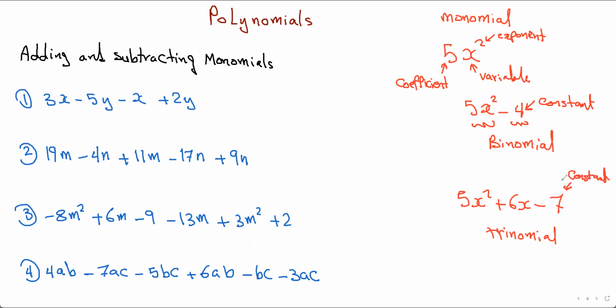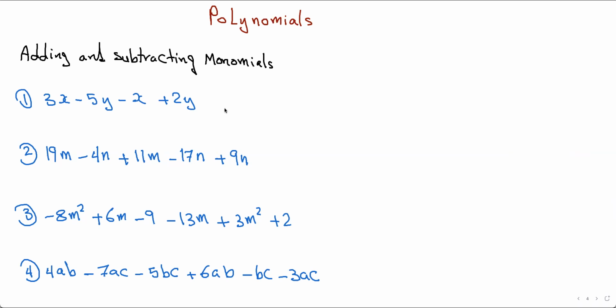But not to worry about this too much. What we're going to get into here is a bit different, but eventually we've got to understand how this works as well. So let's go to adding and subtracting monomials. How do we add them and subtract them? When we're adding and subtracting monomials, we have to look for like terms.